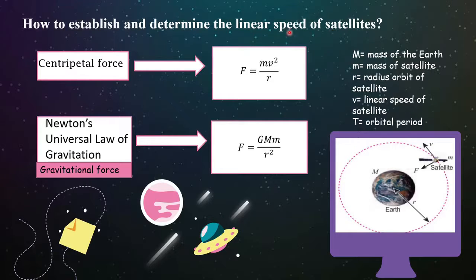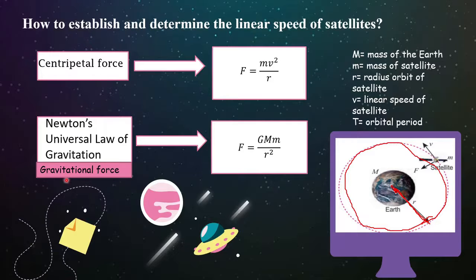Now we look at the details of the formulas first. The first one is centripetal force. The formula is F equal to mv squared divided by r. The small letter m is the mass of the satellite, v is the speed of the satellite, and r is the radius of the orbit of the satellite. The radius of the orbit is this line, which is from the center of the Earth to the orbit. This circle is the orbit.